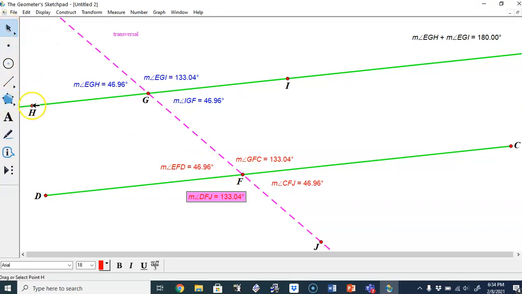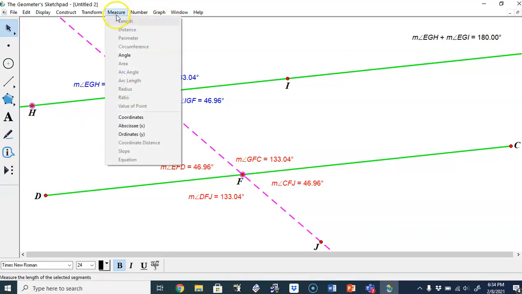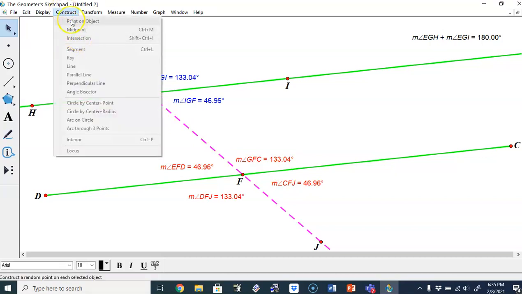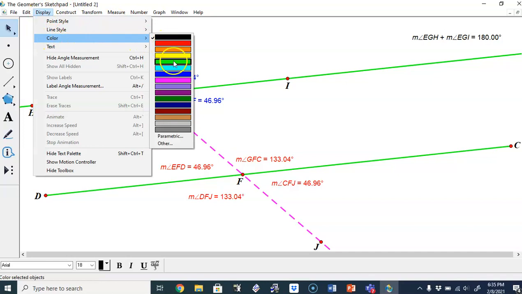Let's get this measurement of this angle right in here. So H, G, F. Look at this. It's the same as this one down here. Alternate interior. They're congruent. So now I'm starting to think, geez, is like every single pair of these special angles going to be congruent?